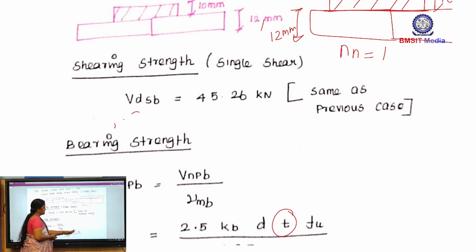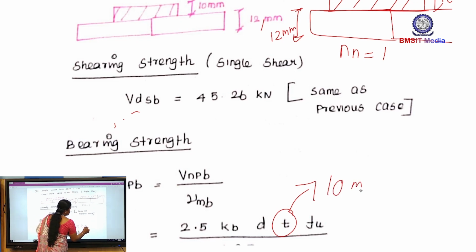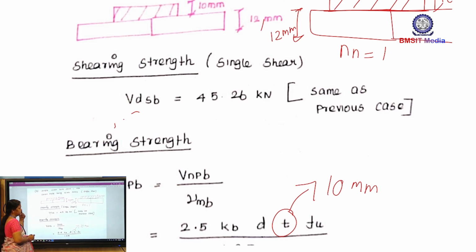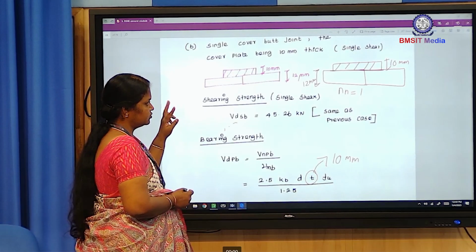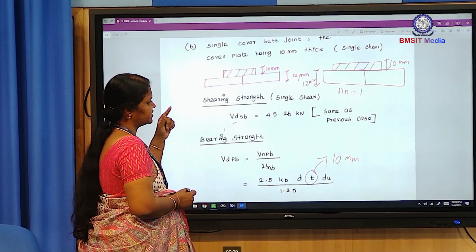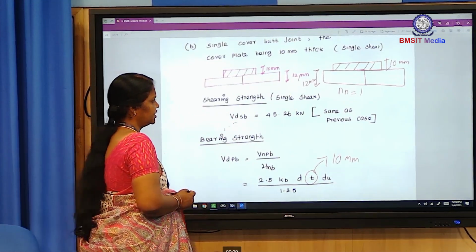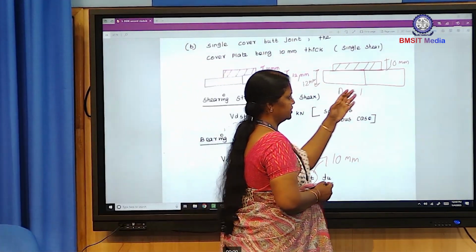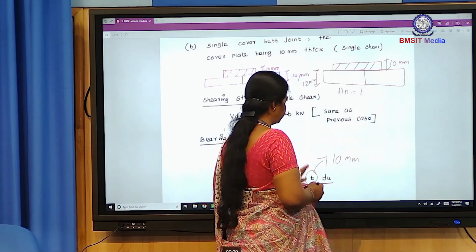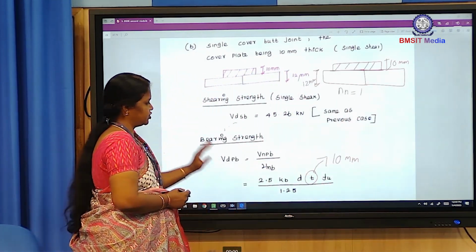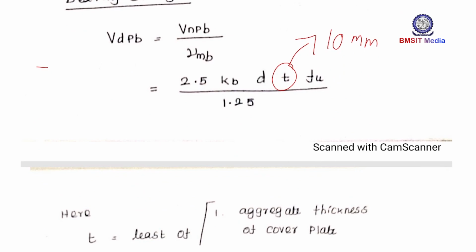So here T equal to the minimum value of these two. Which one is the minimum value? 10 mm is the minimum value. So here we have to substitute T equal to 10 mm. In the previous case only one thickness was available, so that is why we selected 12 mm. In this case two thicknesses are there, one is 12 mm, another one is 10 mm. We have to select the minimum thickness. So of 12 and 10, the minimum is 10 mm, substitute here and find out the answer.